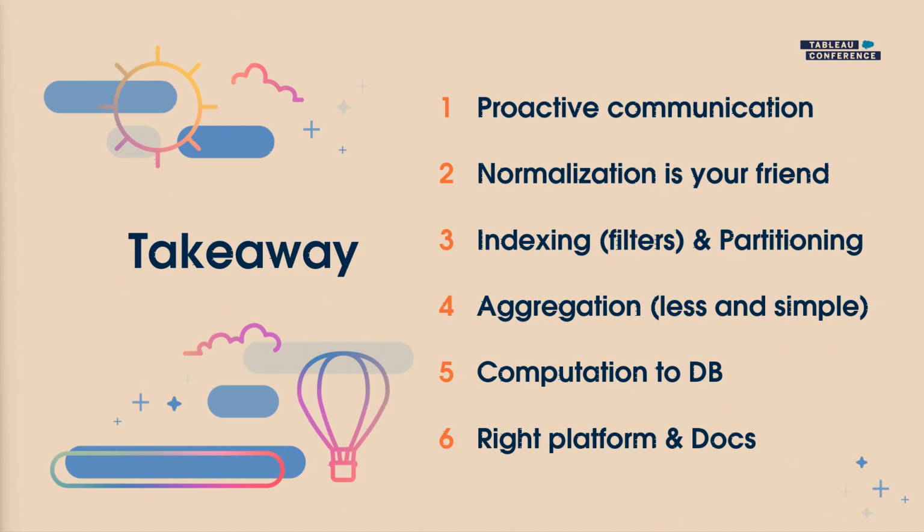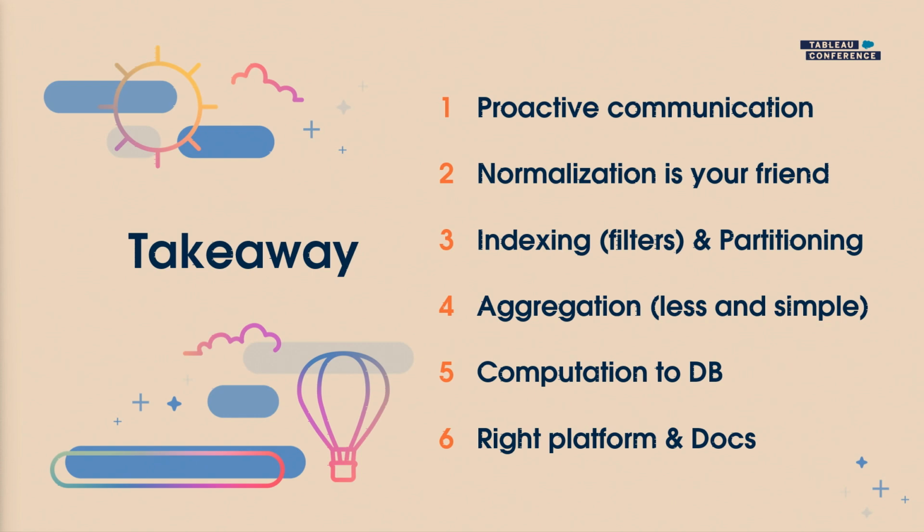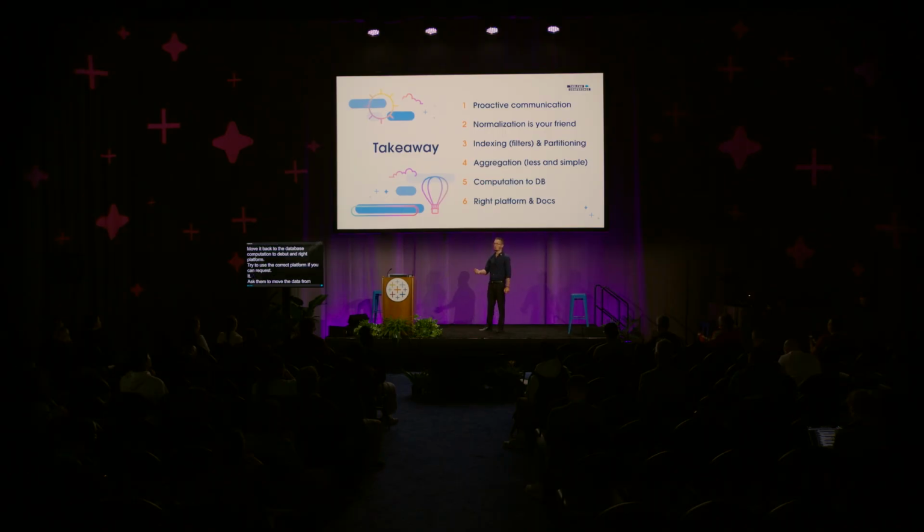I know sometimes you cannot. And try to index the popular one. Figure out which ones are they actually using. Aggregation. If you're doing a lot of this in Tableau, it will be slower. Move it back to the database. Computation to the DB. And the right platform. Try to use the correct platform if you can. Request it. Ask them to move the data from the transactional one into the warehouse. And the documentation.